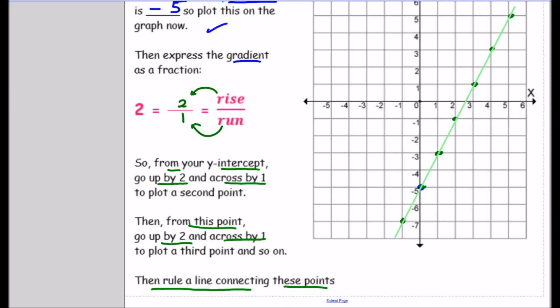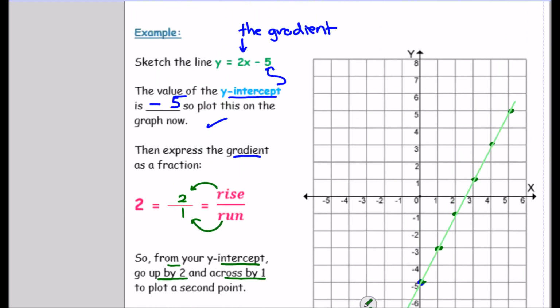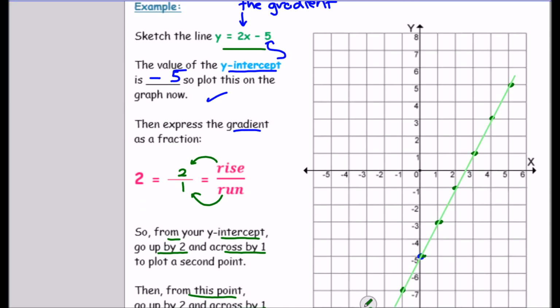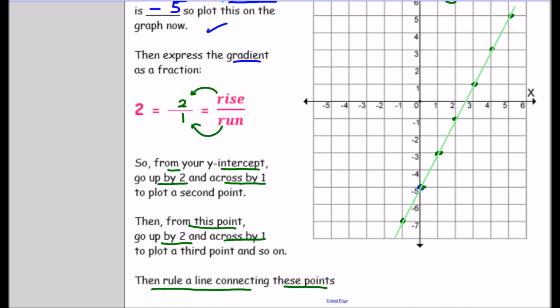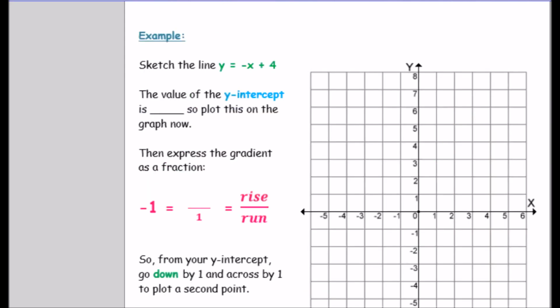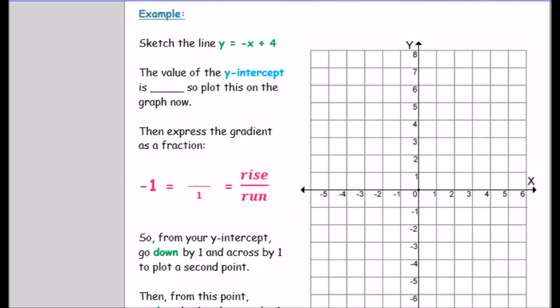What's it missing? My line is missing something very important. I'm missing the equation. That's right. y equals 2x minus 5. So label it somewhere. Let's not give anyone any reason not to give us full marks. So make sure to label your lines. And I'm going to save my file right now. So that's pretty straightforward, but we might need another example to get the hang of it.